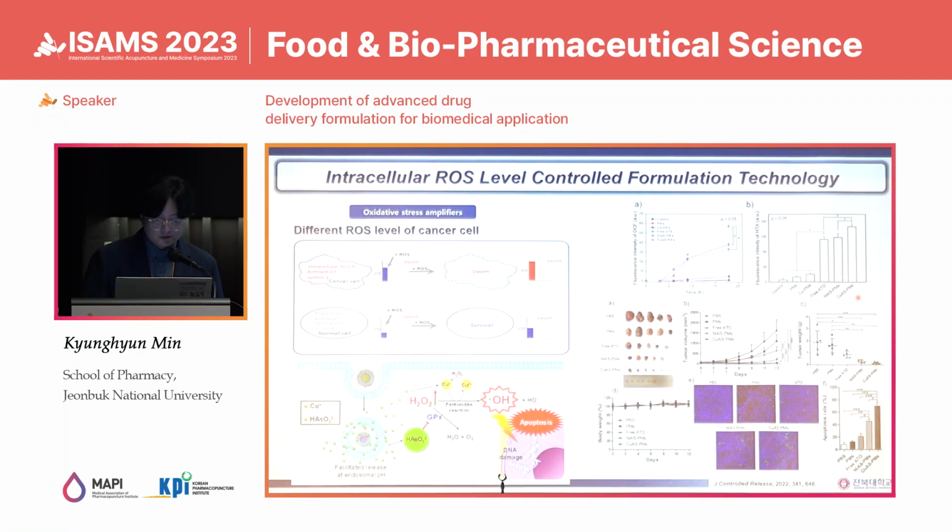Next research is about the ROS, reactive oxygen species, level controlled formulation study. As you can see in this picture, the level of ROS in cancer is higher than in normal cells. It is the specific microenvironment of cancer, and we can control the ROS amplifying formulation to induce apoptosis of cancer cells without damage to normal cells. By developing the ROS level controlled formulation, we can confirm enhanced cancer therapy.